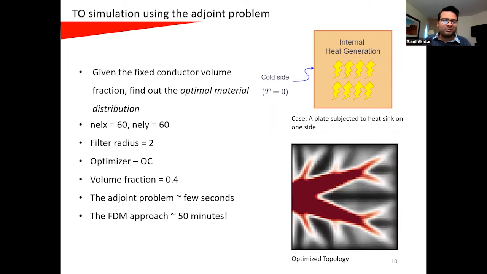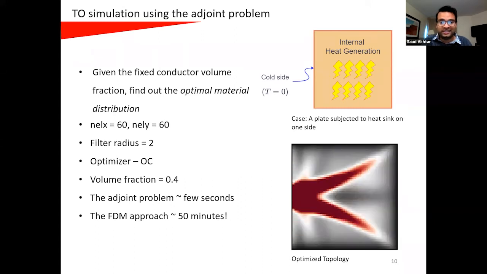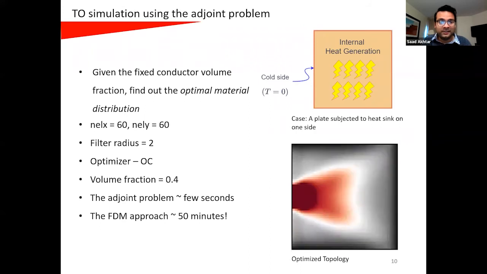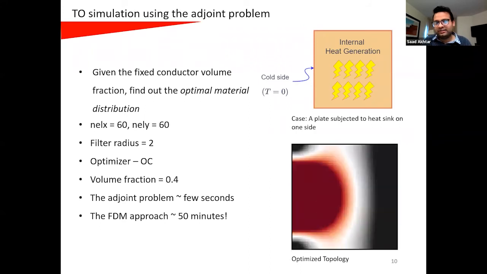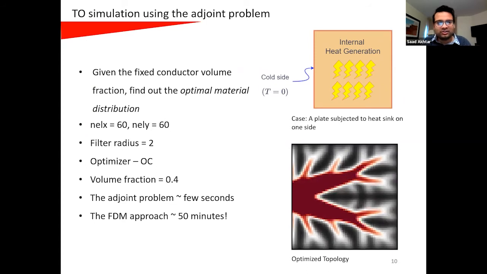But coming back to the problem here, especially with regards to the computational time, the adjoint problem solves this within a few seconds, whereas the FDM approach for this particular grid, which is 60 by 60, with discretization in the X direction and discretization in the Y direction, so it's 3,600 design variables. And filter here is the filter of the minimum length that you want, so that it filters out features that are not really realistic. So you give it a filter radius and use the optimizer, and at the end of the day, the FDM approach takes about 50 minutes.